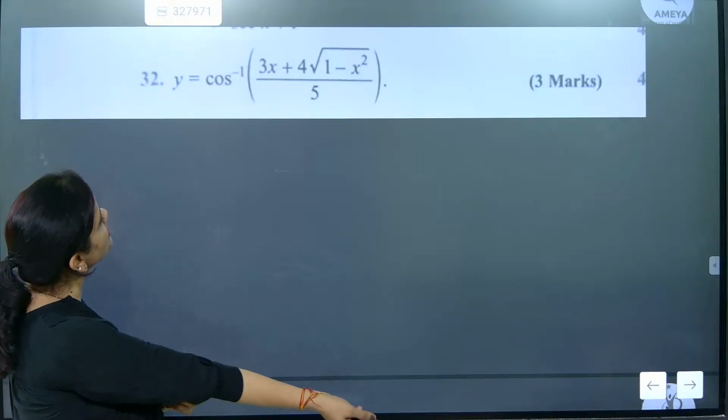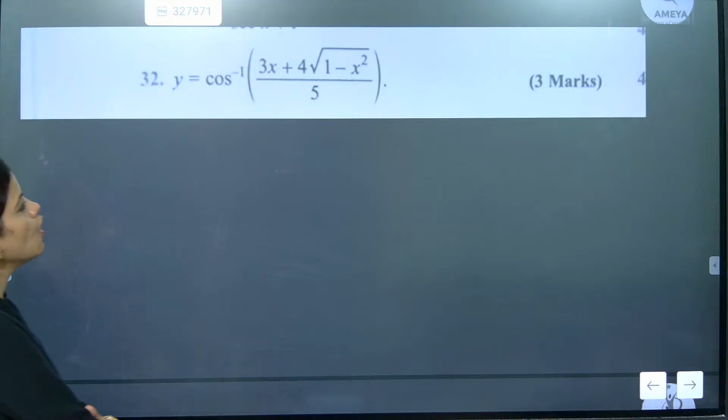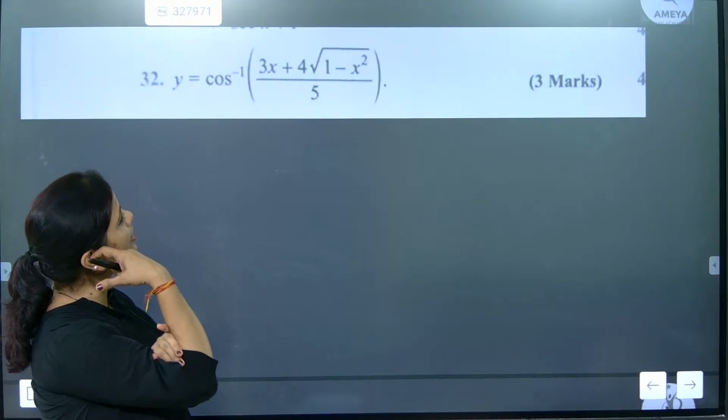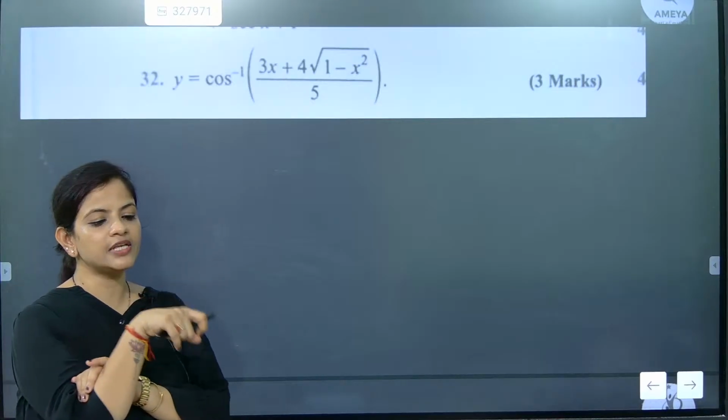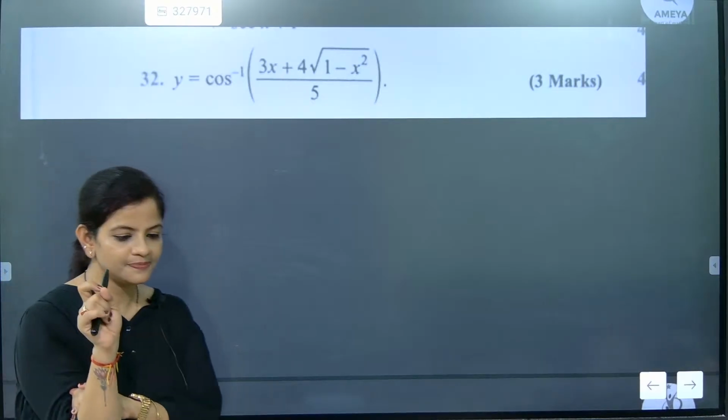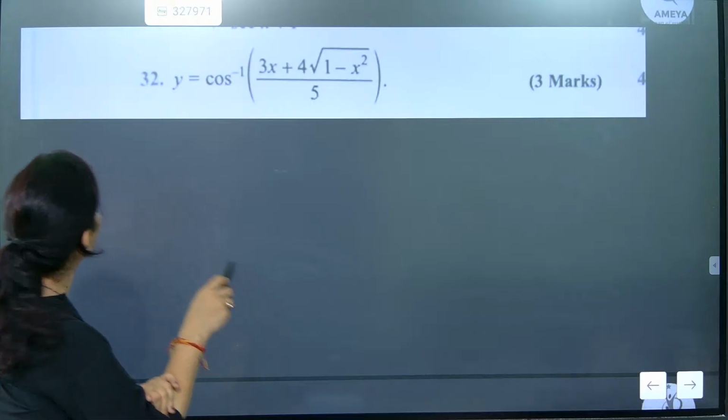Now look here. Y is equal to cos inverse of (3x plus 4 root under 1 minus x square). We need cos, so this time can we put x equal to cos theta? Okay. Now look here.